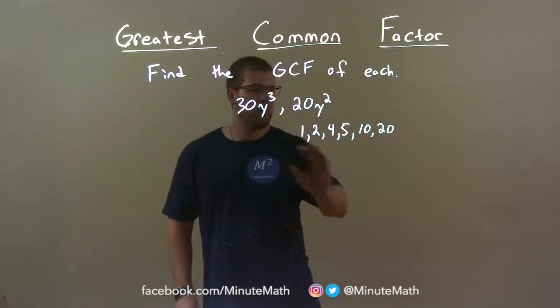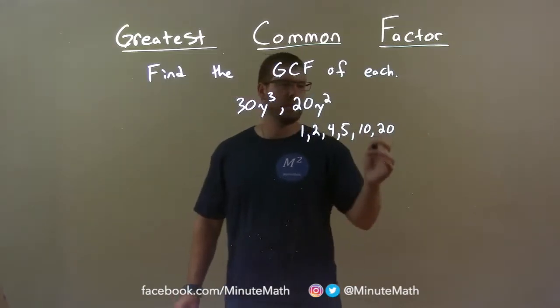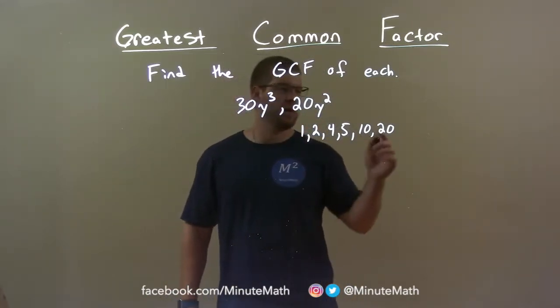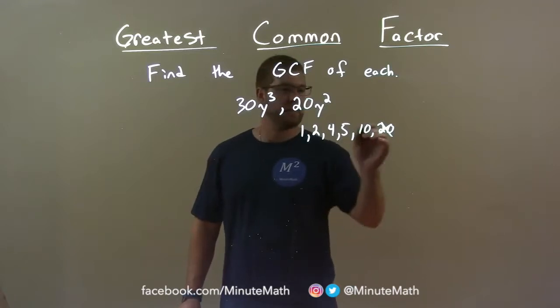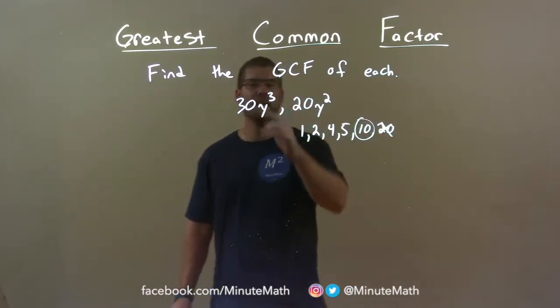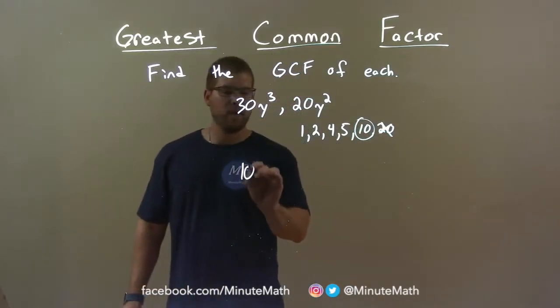So which largest one of these goes into 30? We'll start with 20. Can 20 go into 30? No, it doesn't go in evenly at all, but 10 does, right? So we got 10 right there. 10 can go into 30. So our number here is 10.